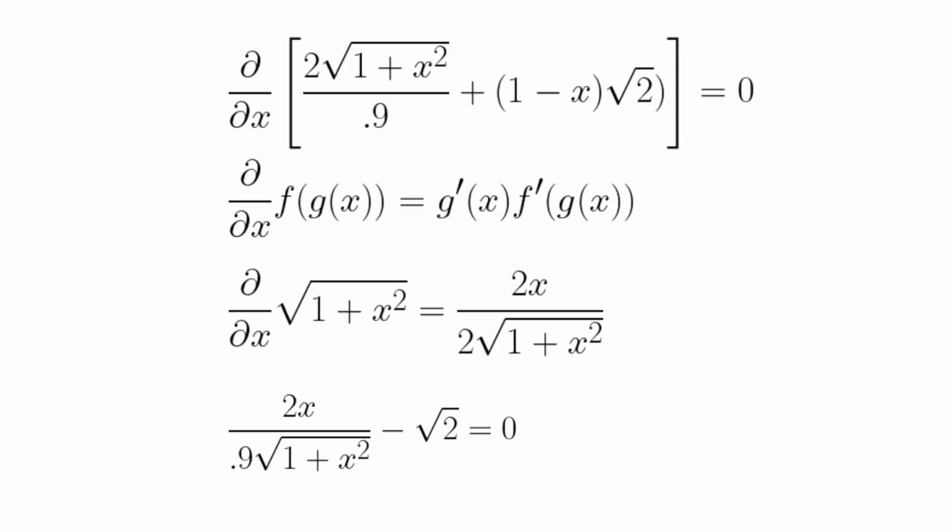And I have this extra minus square root of 2 that comes from the derivative of 1 minus x times square root of 2. So if I distribute that square root of 2, I can ignore the scalar, the square root of 2, and what I'm left with is the derivative of x times the square root of 2, which is just square root of 2 with the minus sign. So that's what I need to solve for.